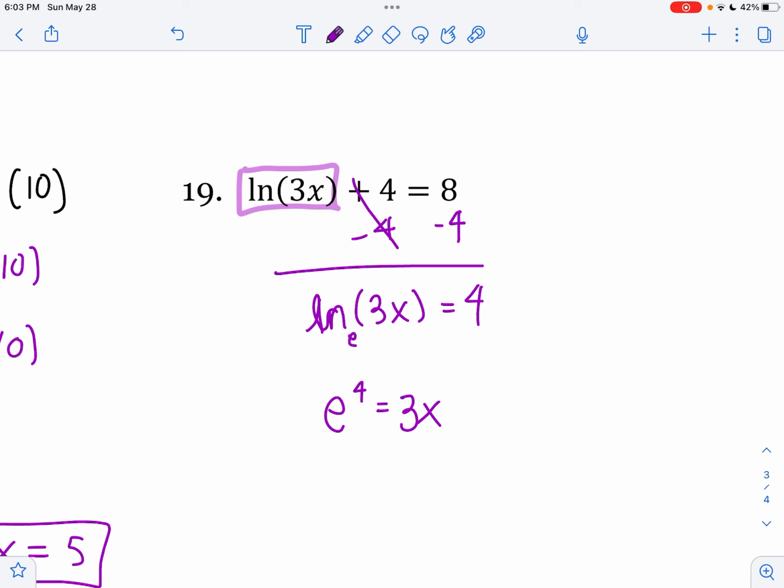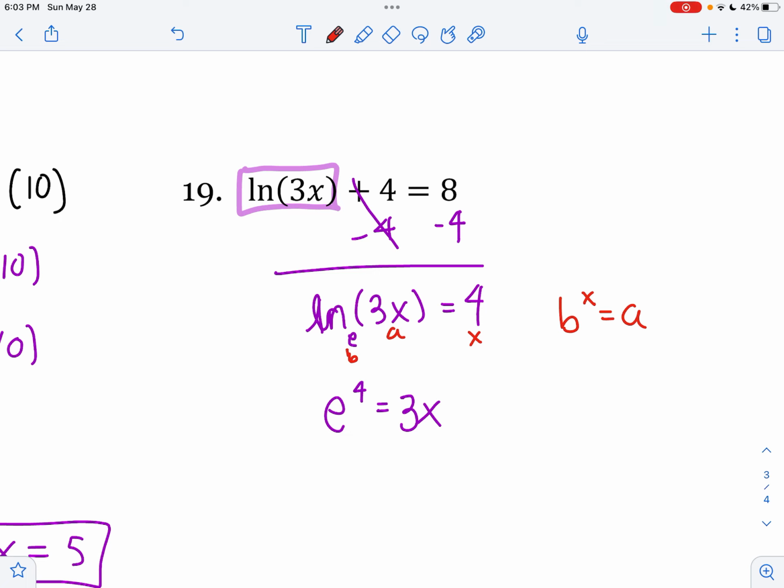Now, how did I do that? Because just the same way, this is b, this is a, and this is x. b to the x equals a. So e to the 4th equals 3x. Okay, e to the 4th. I have no idea what that is.